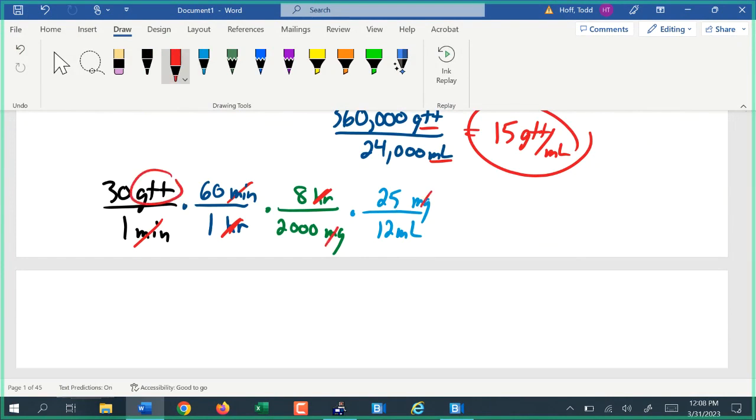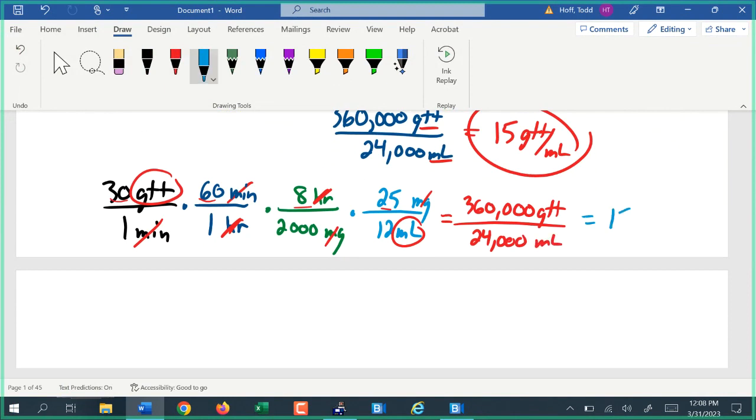We now have drops on top and milliliters on bottom. And we'll multiply. 30 times 60 times 8 times 25 is 360,000 drops. On bottom, 1 times 1 times 2,000 times 12 milliliters is the 24,000 milliliters. And we see that once again, that'll divide out. Dividing by the 24,000 will give us 15 drops over 1 milliliter, or 15 drops per milliliter.